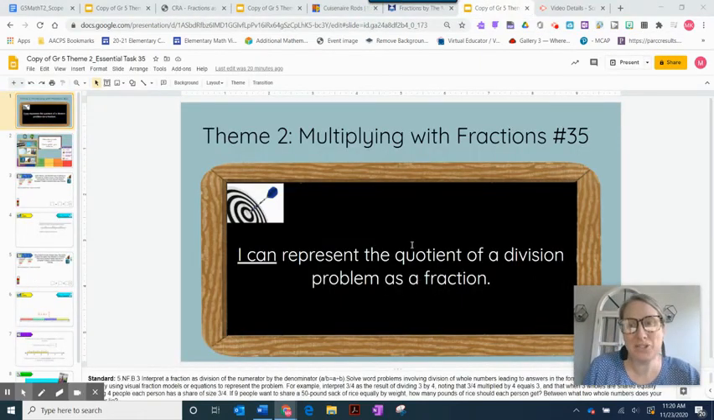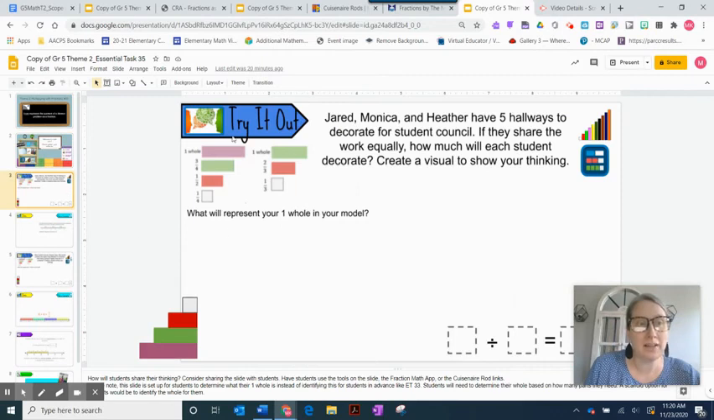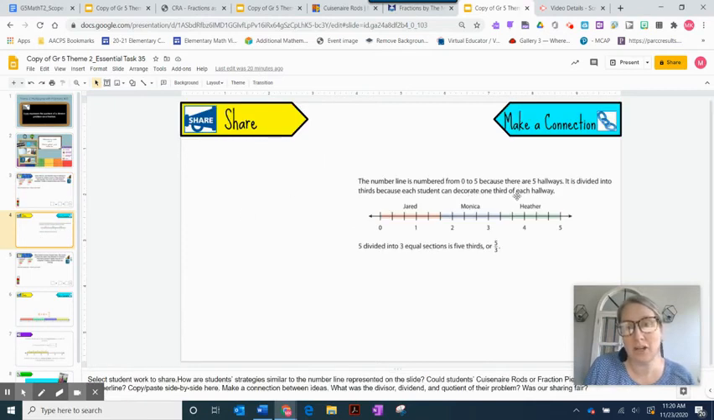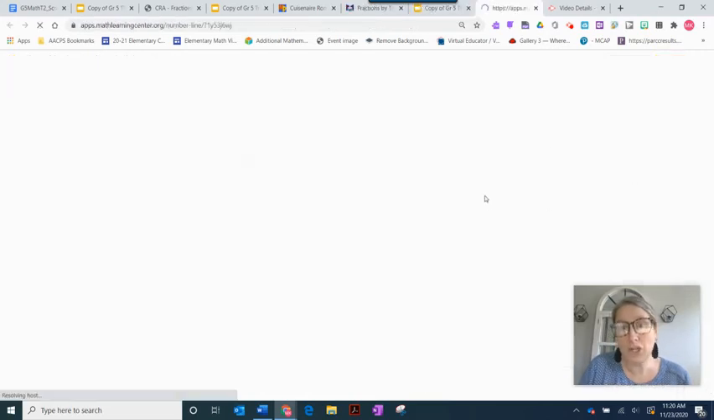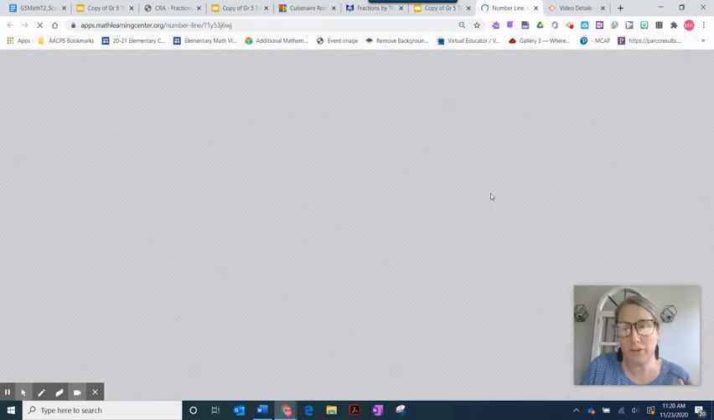All right, Essential Task 35 is our very last essential task for this standard. You'll notice that this first try it out looks very similar, same strategies to what they've been doing. In this share and make a connection, they're going to make that connection between the strategies that they're choosing and the number line. So for slide 5, they're going to have that option here that they could use that number line math app to help show their thinking if they're ready for that.